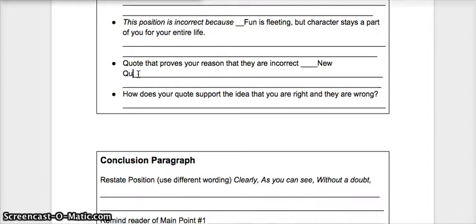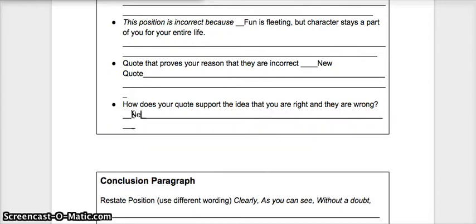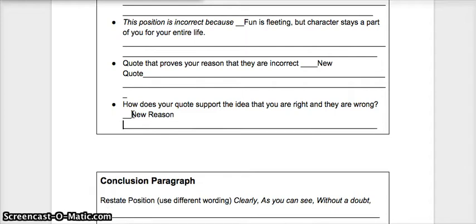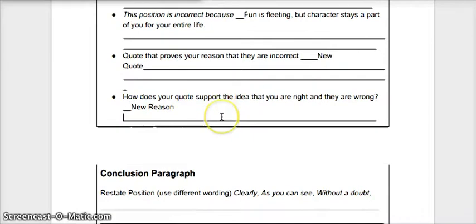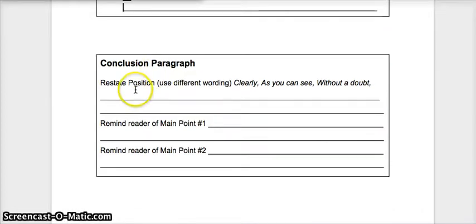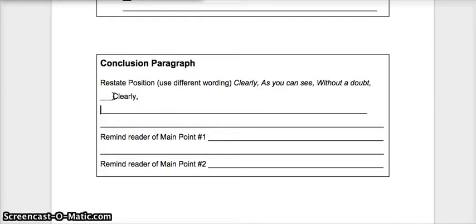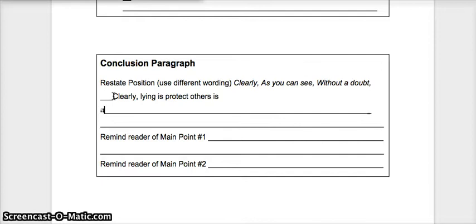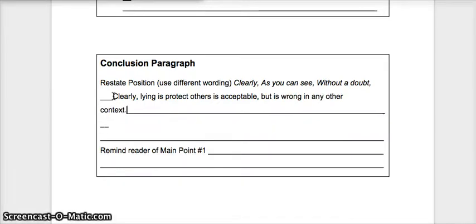So this is going to be a new quote. And then you'll need a new reason. How does your quote support the idea that you are right and they are wrong? Finally, the conclusion. You're going to restate your position. I might do it like this. Clearly, lying to protect others is acceptable, but is wrong in any other context.